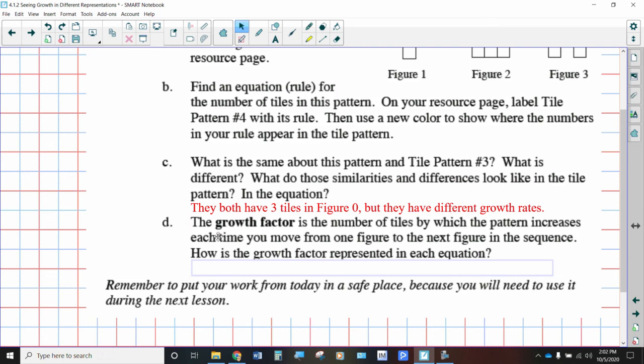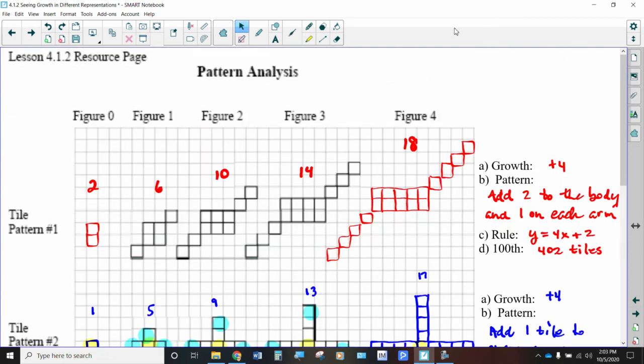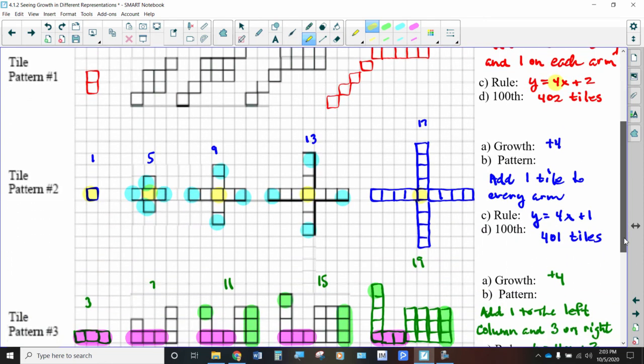So D is a really important question for us to be able to answer. The growth factor, which I refer to as a growth rate, same thing. The growth factor is the number of tiles by which the pattern increases each time you move from one figure to the next in the sequence. How is the growth factor represented in each situation? Well, let's come back and look over here. Remember, the growth rate was 4, and there's the growth factor being multiplied times x.